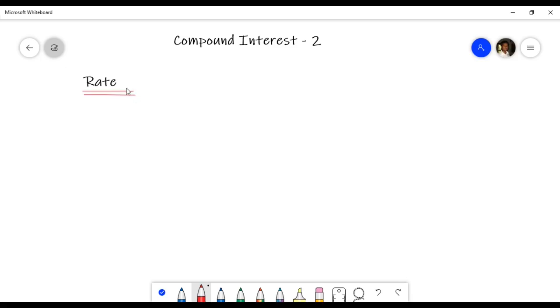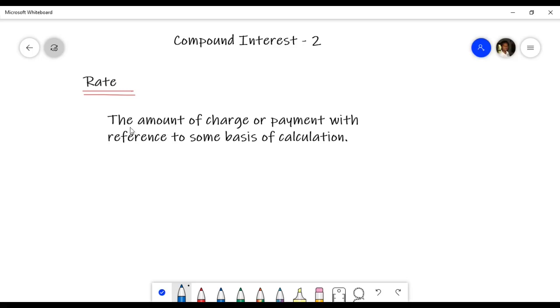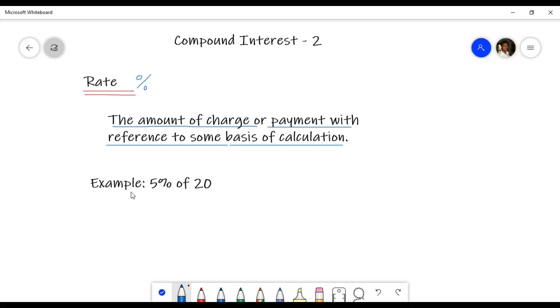Now, the amount of charge or payment with reference to some basis of calculation. So what is rate? We also call it rate percent. It is the amount of charge or the payment with reference to some basis of calculation, for example 5% of 20. The rate is 5% of 20.